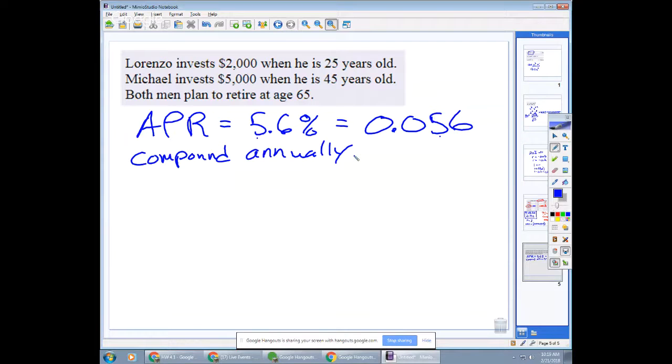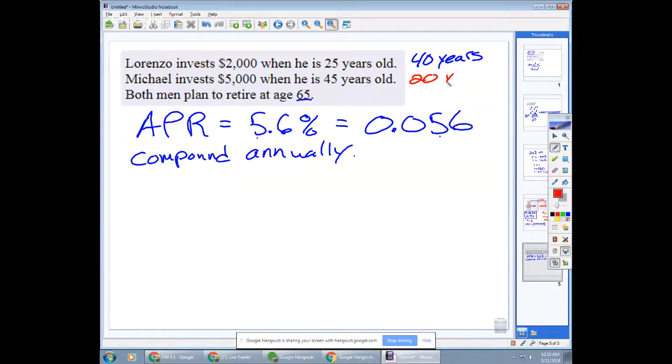All right, so then let's see. They're both going to retire at 65. Lorenzo is 25, so what's that? He's going to have it in there for 40 years. So 40 years for him, and let's let Michael be red.